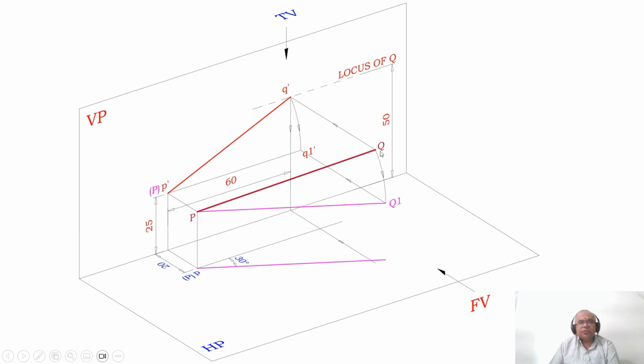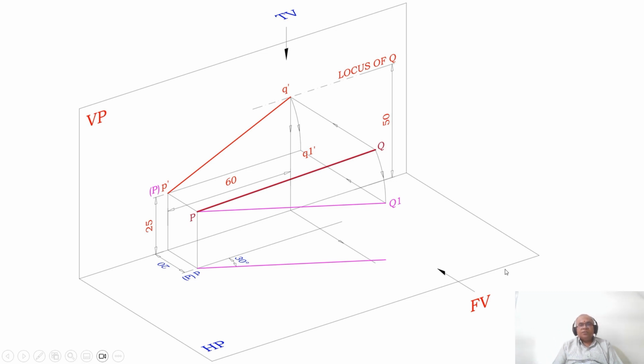But what I want is that this Q should come such that it will be parallel to HP. So how can I do that? P is above HP by 25, so this Q1 should also be above HP by 25. So with P as center, taking the radius of PQ, you rotate this line till this Q becomes 25 mm above HP. Then only will the line become parallel to HP. As it is parallel to HP, you are getting the true length in HP here.